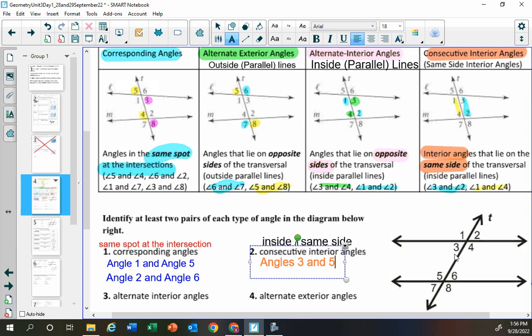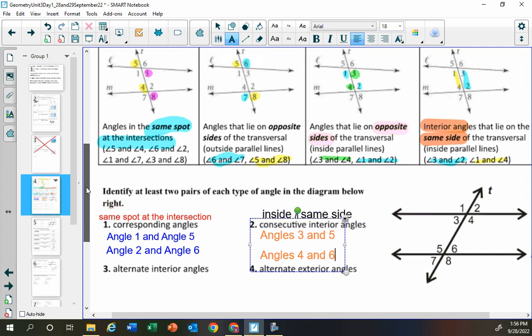Are 3 and 5 on the same side? Are they inside? Angle 4 and 6 also works. Very good. Angles 4 and 6, that also works for a consecutive interior. Any others, or is that it? That's it. You don't go anywhere else. Inside parallel lines, same side. Good.